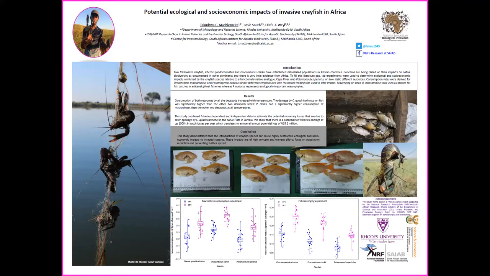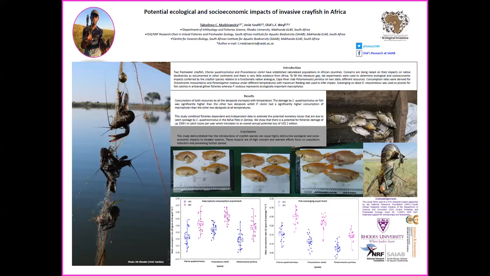Scavenging on dead tilapia was used as proxies for fish catches in artisanal gillnet fisheries, whereas the pondweed represents ecologically important macrophytes. The damage by the red claw on fish was significantly higher than the other two decapods, whilst the red swamp had a significantly higher consumption of macrophytes than the other two decapods at all temperature treatments.